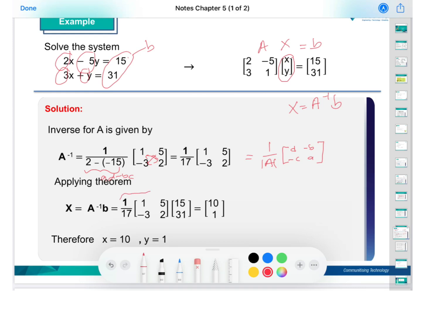So this is your A inverse from your answer just now, times with 15 and 31, which is your B. They will get 10 and 1, which is your x is equals to 10 and your y equals to 1.